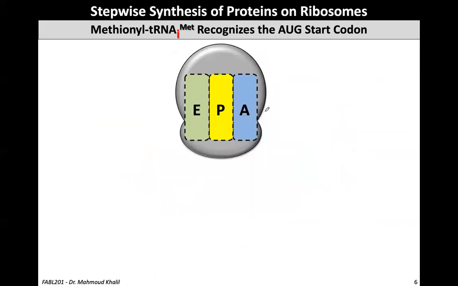So if we look closely at the ribosome, scientists generally agree that it has three locations: an A site, a P site, and an E site. The A site is where the aminoacylated transfer RNA binds. So the newly coming transfer RNA with the charged amino acid will come and sit in this site.